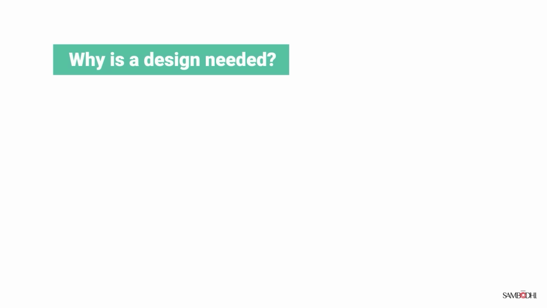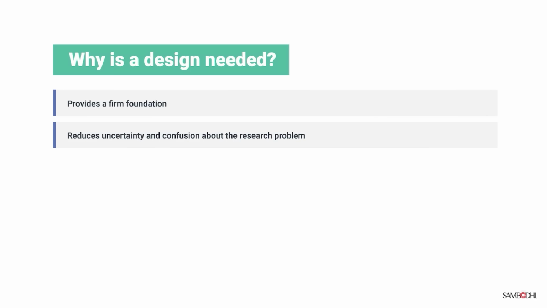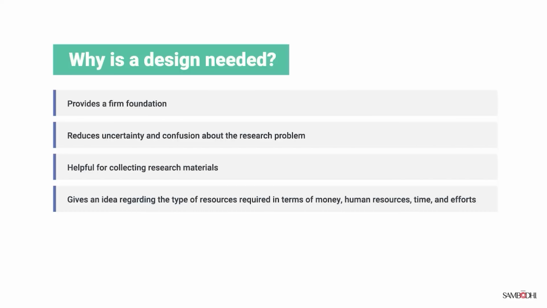But let us discuss why we need to prepare a design for research in the first place. The design provides a firm foundation. It reduces uncertainty and confusion about the research problem. Research design is helpful for collecting the research materials. It gives an idea regarding the type of resources required in terms of money, human resources, time, and efforts. It guides the research in the right direction and many other factors that prove beneficial to the direction and outcome of the research. A researcher must clearly understand the various types of research design to implement for a study.